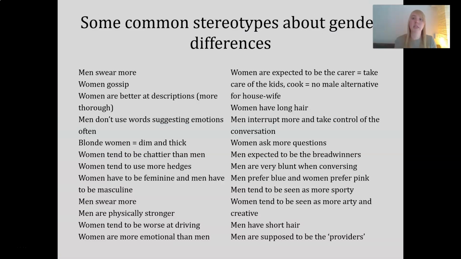And here's, for your example, and you can feel free to pause the video and read through these, some really common stereotypes about gender differences. These are ones that my current first years at Sheffield Hallam constructed and developed as a list whilst we were discussing this topic as part of their undergraduate module. So I'll just give you a moment to have a look through those things.